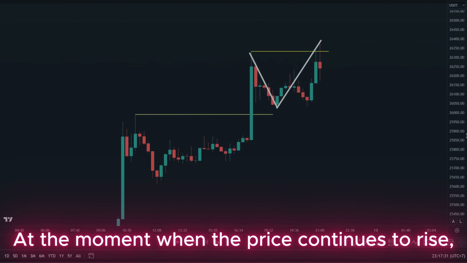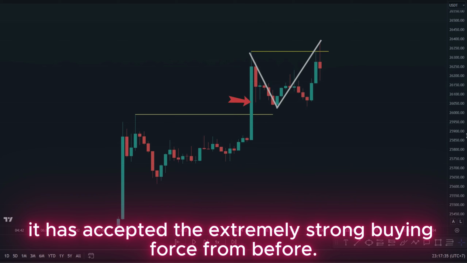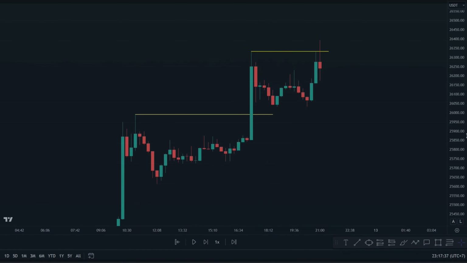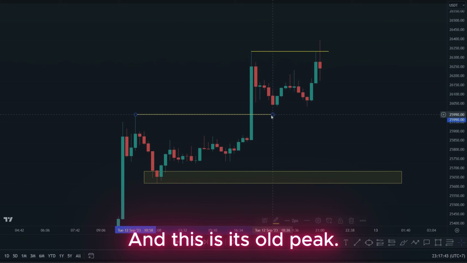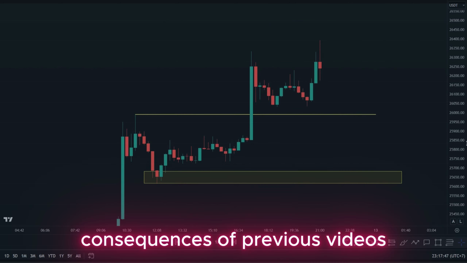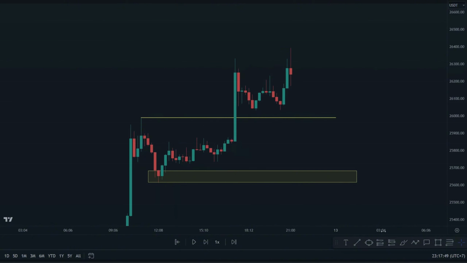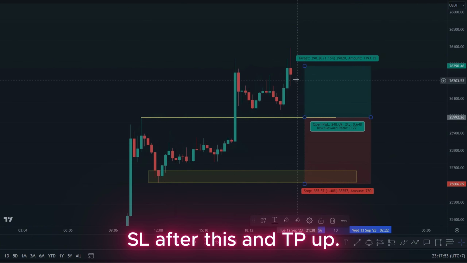At the moment when the price continues to rise, breaking the peak means that the market has accepted that the extremely strong buying force from before is real. Therefore, here is the important key level, with extremely strong buying force, and this is its old peak. Consequences of previous videos. Re-enter right here. SL after this and TP up.